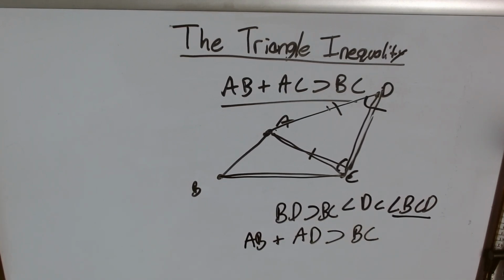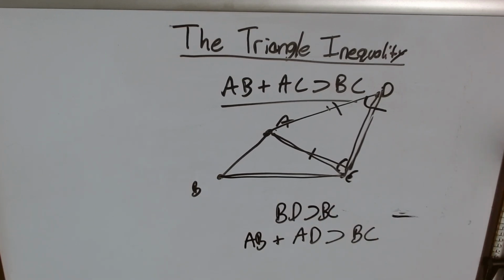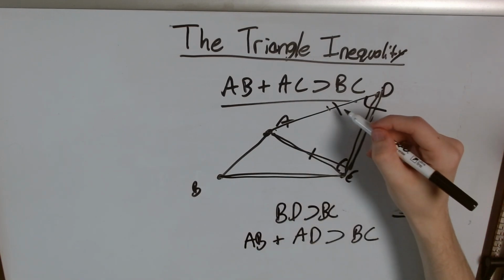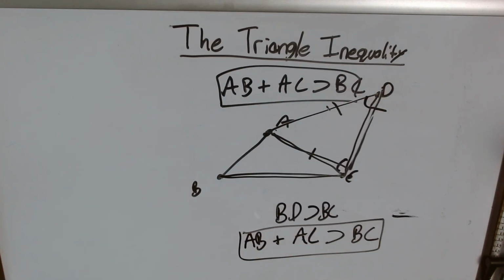But that still doesn't really bring us anywhere, because as you might see, we don't have any D's here. But here's where we use this isosceles triangle and we say, well, AD is the same thing as AC. And we have precisely what we wrote up here, down here. And that is our proof.